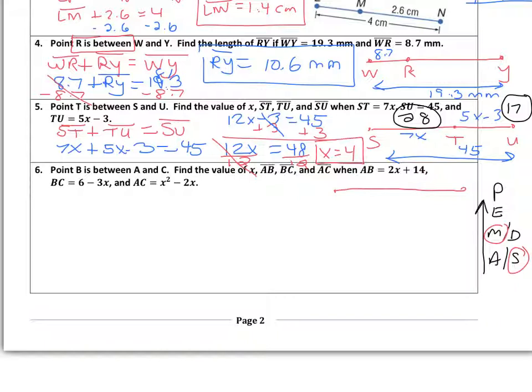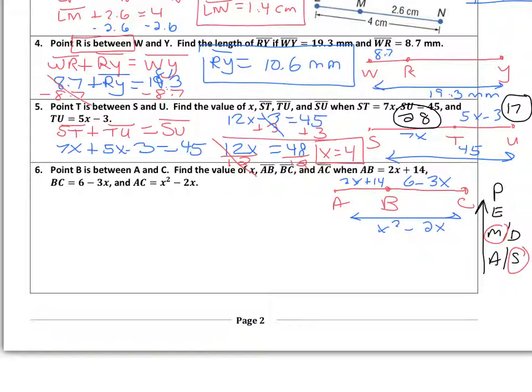Point B is between A and C somewhere. I'm just going to put it somewhere here. Okay, find x, AB, BC, and AC when AB equals 2x plus 14 and BC equals 6 minus 3x and AC equals x squared minus 2x.